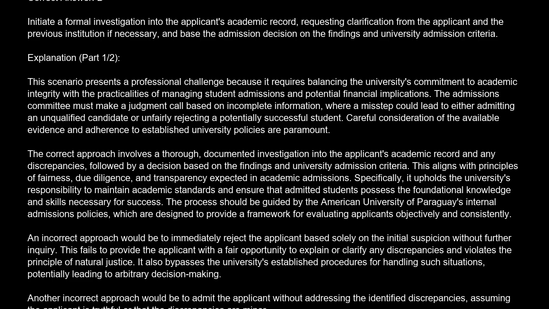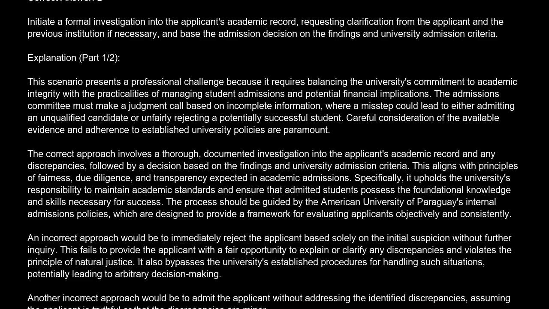This aligns with principles of fairness, due diligence, and transparency expected in academic admissions. Specifically, it upholds the university's responsibility to maintain academic standards and ensure that admitted students possess the foundational knowledge and skills necessary for success. The process should be guided by the American University of Paraguay's internal admissions policies, which are designed to provide a framework for evaluating applicants objectively and consistently.